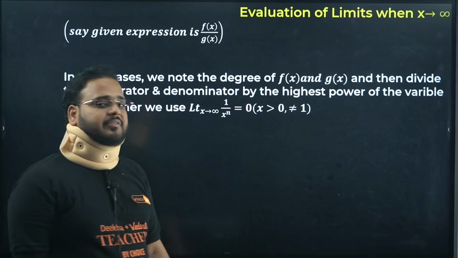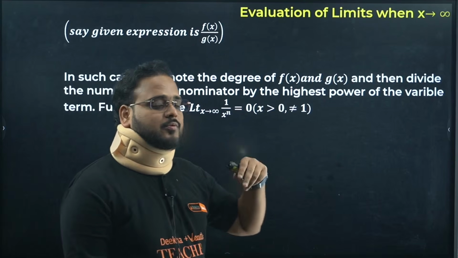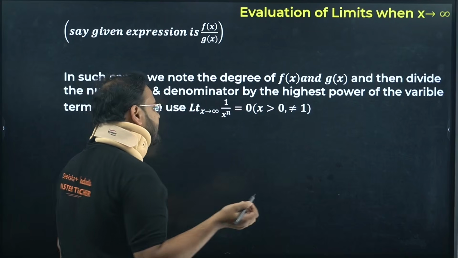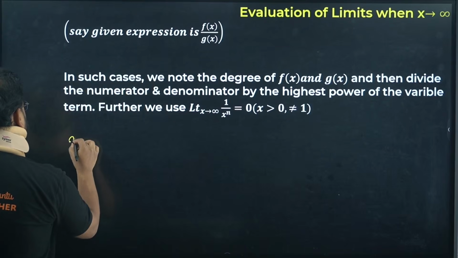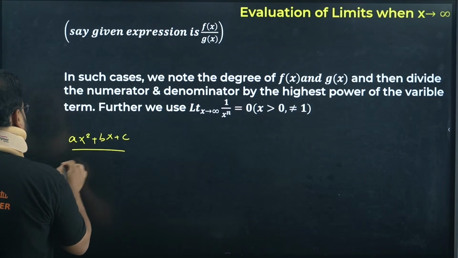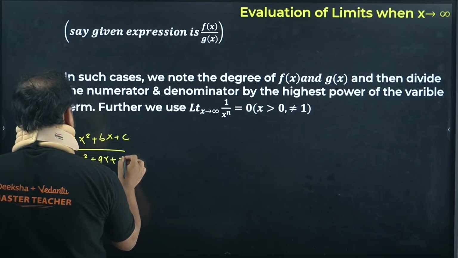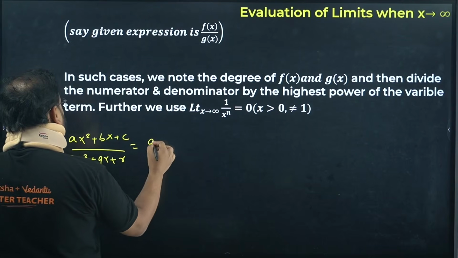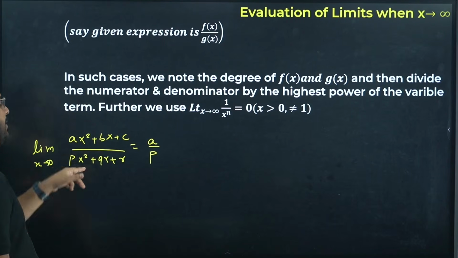When the limit x tends to infinity, especially in the case of polynomial functions taken as rationals, what happens? There is a very simple rule in this condition. We can remember the trick that I've taught you. What is the trick, if you remember? The trick was that if you have this function ax square plus bx plus c, here we have, let's say, px square plus qx plus r, and the limit is x tends to infinity. This is always equal to the coefficient of x square in the numerator by the coefficient of x square in the denominator. So a by p.